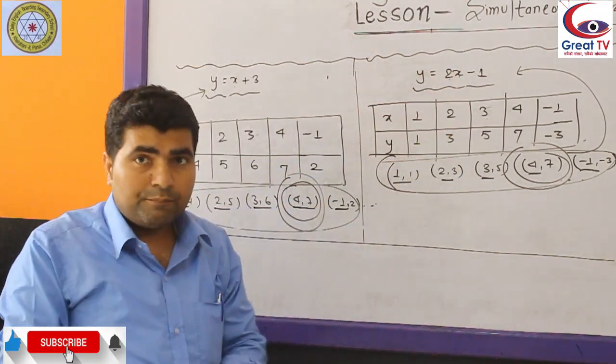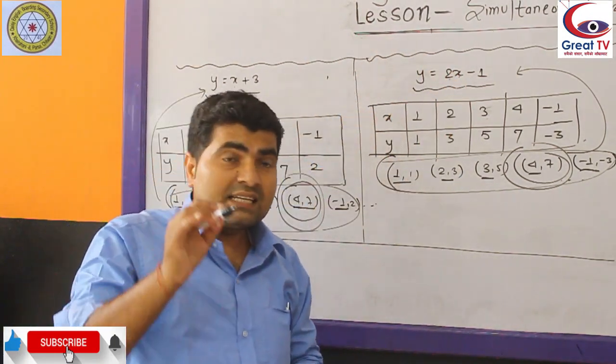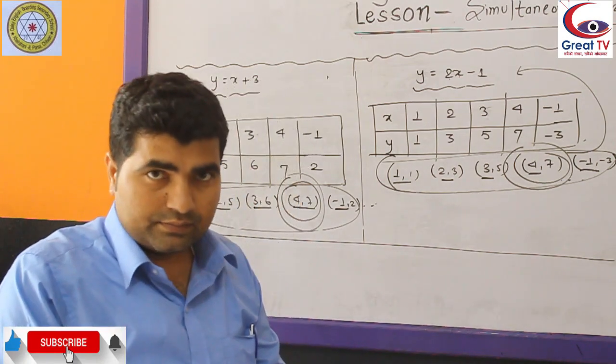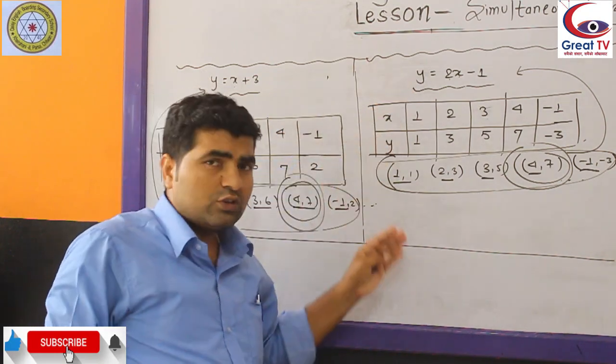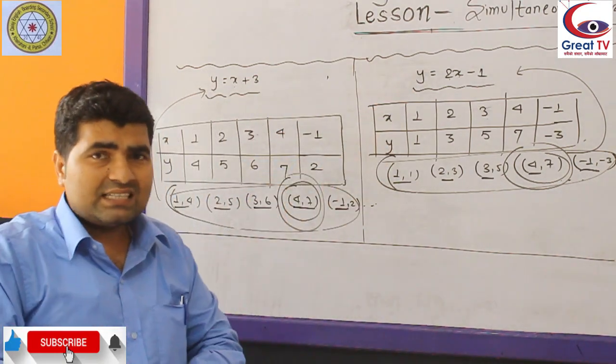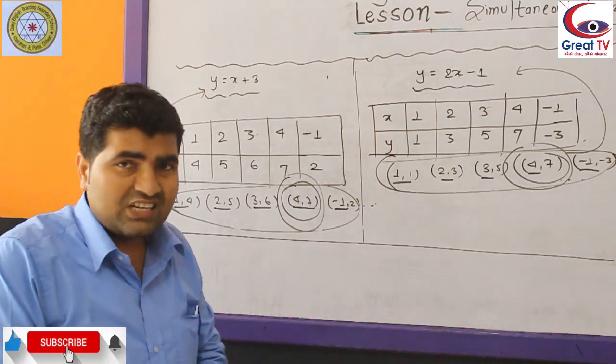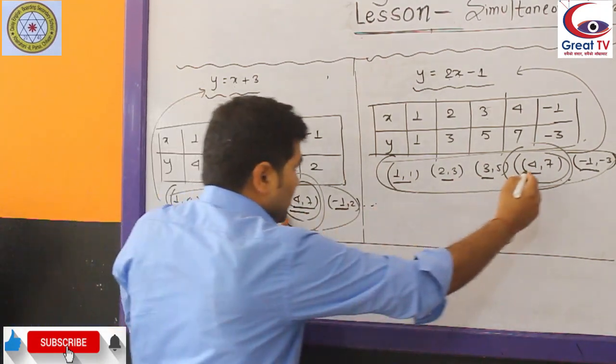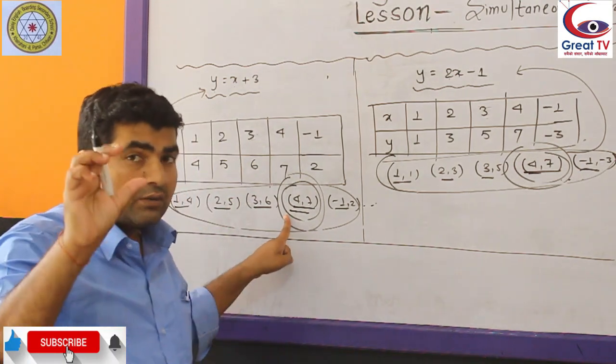Then we can say these two equations are said to be simultaneous linear equations. If you have a common pair of solution, in that case only we can say that two equations are simultaneous linear equations. Yes. Here 4, 7 is the common pair of solution.